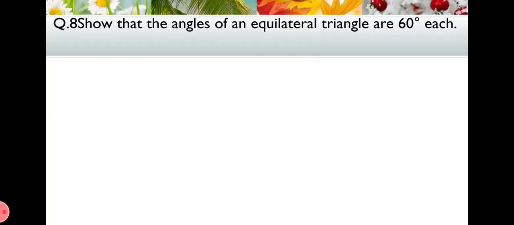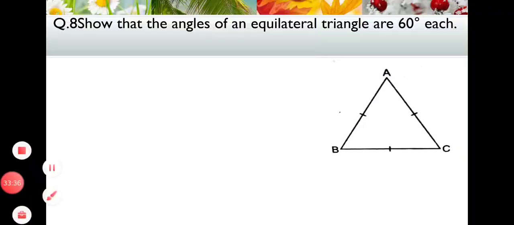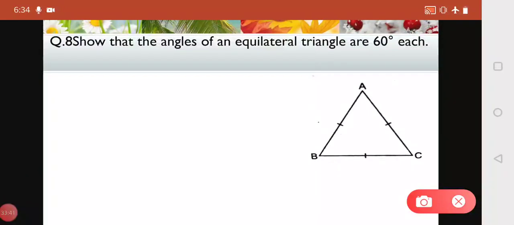Question number 8. Show that the angles of an equilateral triangle are 60 degrees each. Again, here nothing is given, you have to show that an equilateral triangle has all the three angles as 60 degrees. We are all well aware that an equilateral triangle means a triangle with all the three sides equal. Now for the solution, here we have drawn an equilateral triangle ABC where all the three sides are equal, that is AB equals BC equals AC or CA.